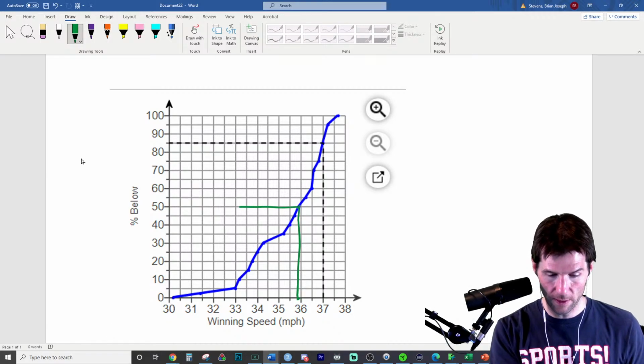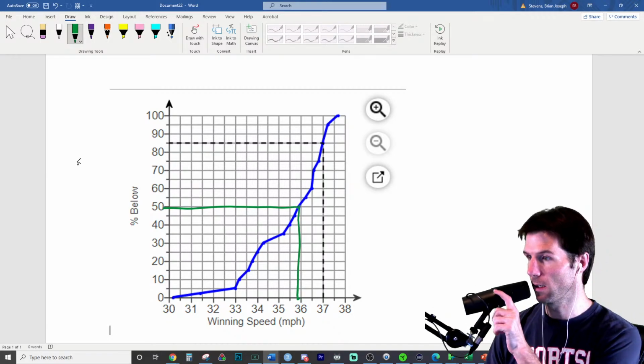Brian is trying to tell you where the median is at. The median. Does that make sense?